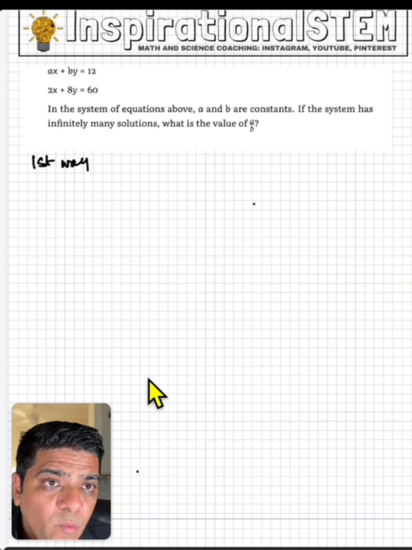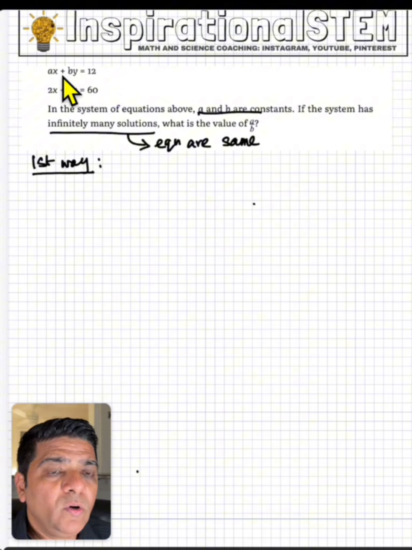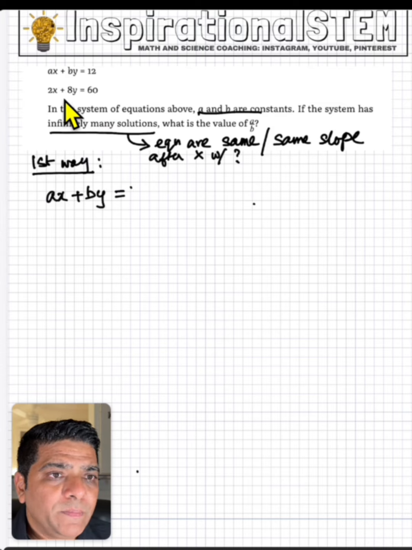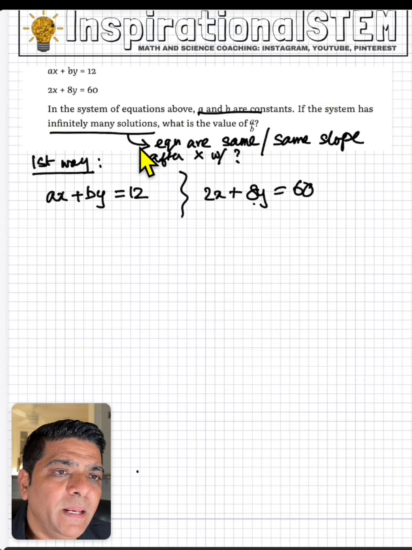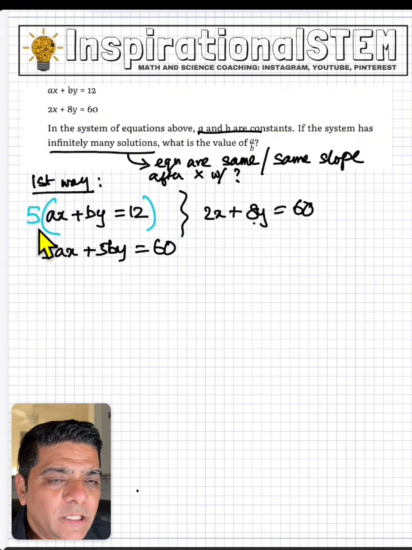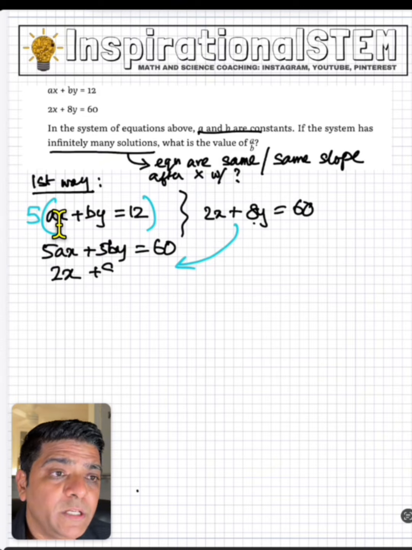The first way that we can do that is we recognize that this is 12 and this is 60. So these are the same equations. They're just written differently. So let's go ahead and multiply, try to make this somehow similar to this. Infinitely many solutions means it has the same slope. So the first way is you're going to multiply the first equation with 5. Why are we multiplying with 5? Because we want to make this the same. Because we know it's the same equation, it's just written differently.